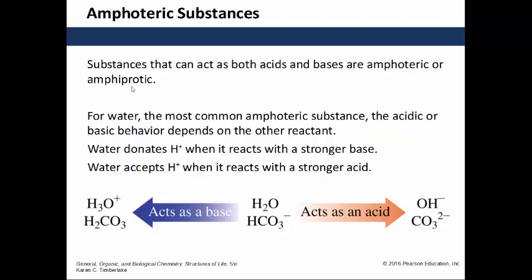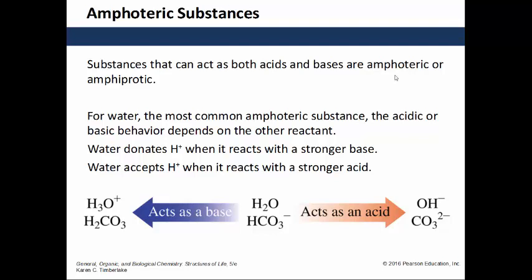If a substance is considered to be amphiprotic, that means it's able to accept or donate a hydrogen ion. If a substance is considered to be amphoteric, that means it can act as either an acid or a base. So they are related, but they're not exactly the same thing.